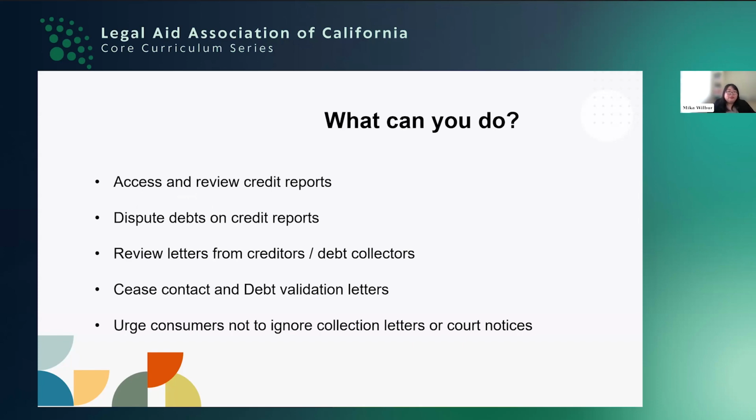What can you do to help these consumers? Like I said, one of the main things that you probably want to do first is access and review credit reports. There is a free way to get credit reports. It's called annualcreditreport.com. There's a lot of knockoffs out there, so you want to be really careful and make sure you're going to annualcreditreport.com. That website will allow you to access free credit reports from each of the 3 major credit reporting bureaus. So that would be Equifax, Experian, and TransUnion.